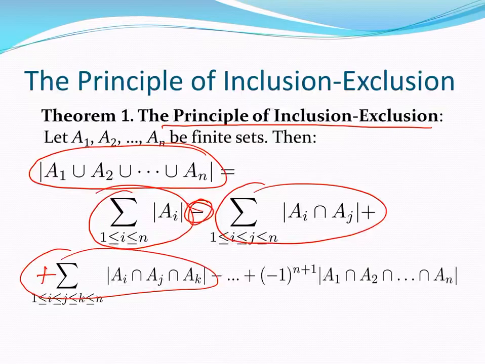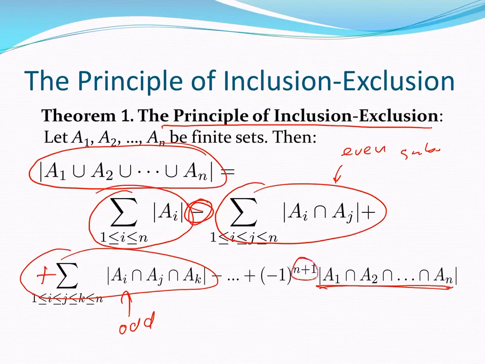And in general, if there's an even number, we subtract. And if there's an odd number, we add. And then that last item, this is the all-way interaction. And if n is even, then n plus 1 is odd, and I subtract. If n is odd, then n plus 1 is even, and I add.